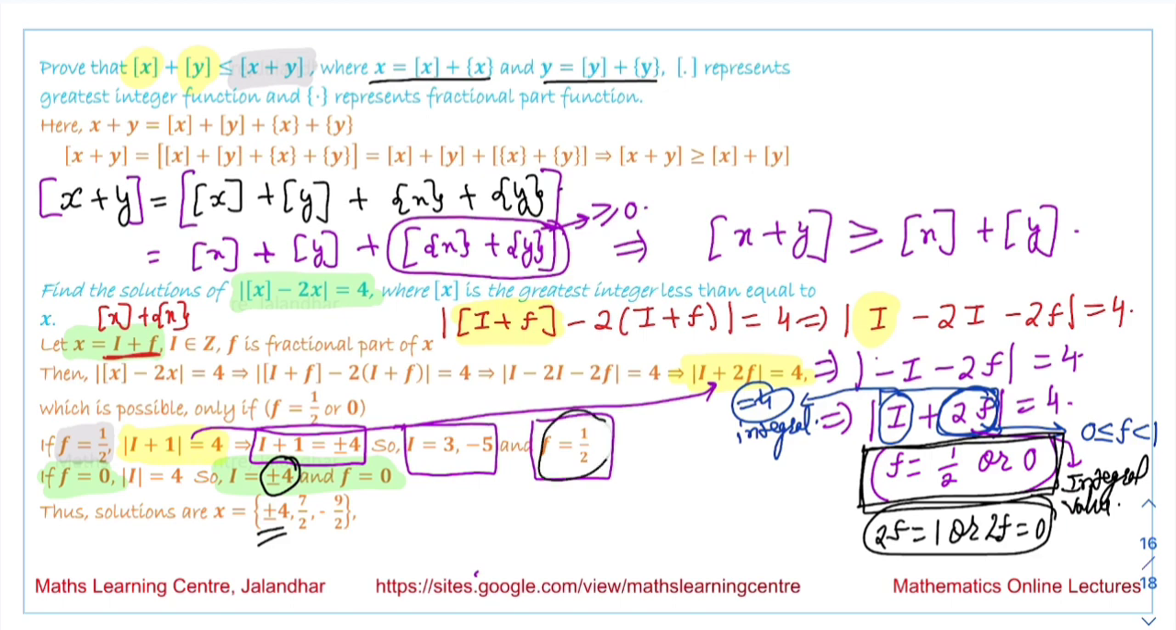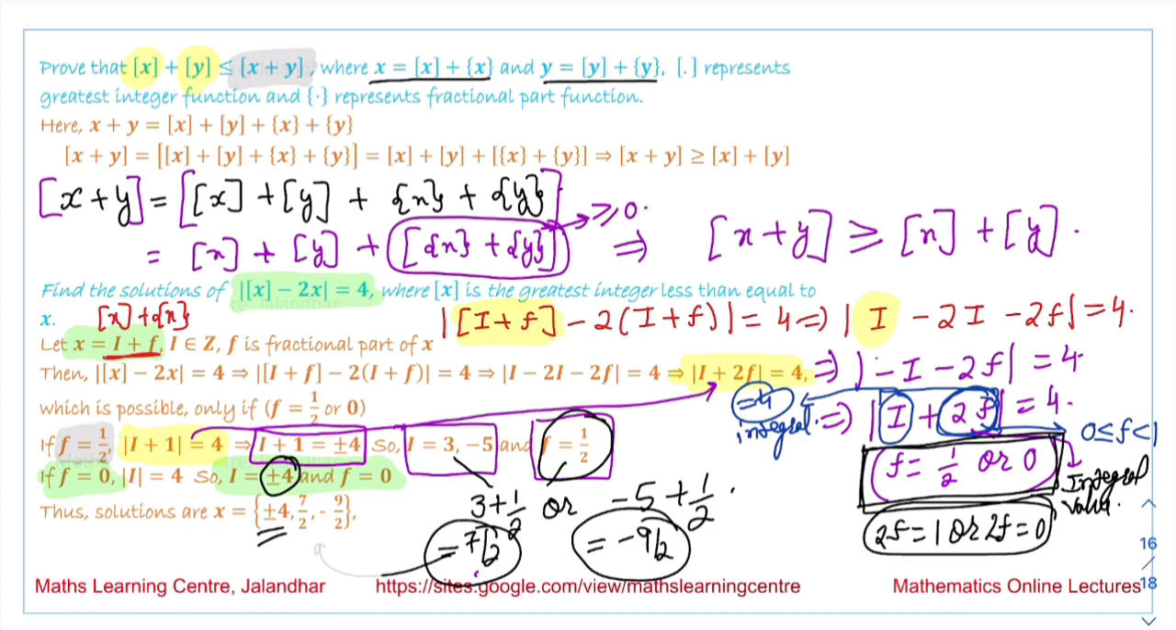Next, f is 1 by 2 corresponding to these I. So the answers we have are 3 plus 1 by 2 or minus 5 plus 1 by 2, that is 7 by 2 and minus 9 by 2. So we are saying these four values are the possible values of x that we can have.